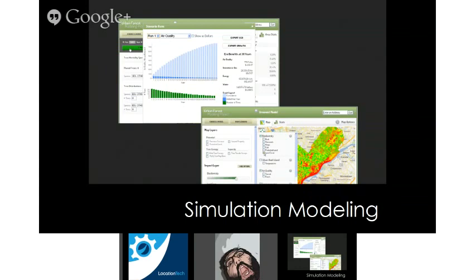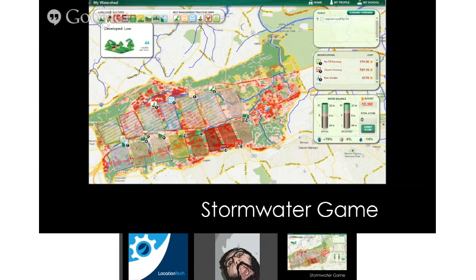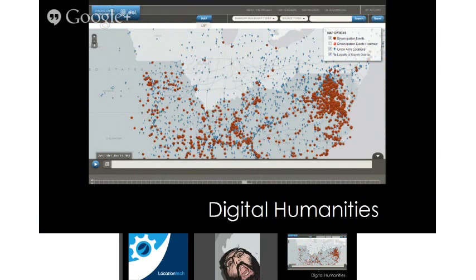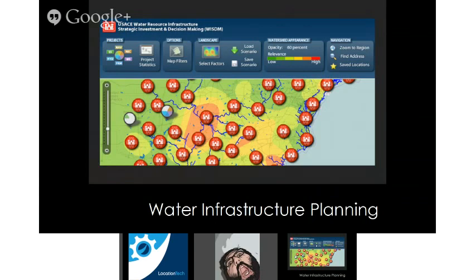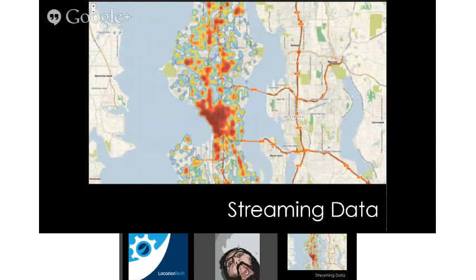Being able to support educational games. This is a stormwater game we've been developing with the Stroud Water Research Center. Being able to enable students to literally change the landscape and be able to see the impact of that. In the digital humanities, being able to see and understand patterns. This is a Civil War application called Visualizing Emancipation. Crime analysis and forecasting. Water infrastructure planning with the Army Corps of Engineers. They're particularly interested in how climate change velocity and other factors need to be considered as they do their budget planning for infrastructure investment. Travel sheds, and more recently streaming data, and carbon counting.